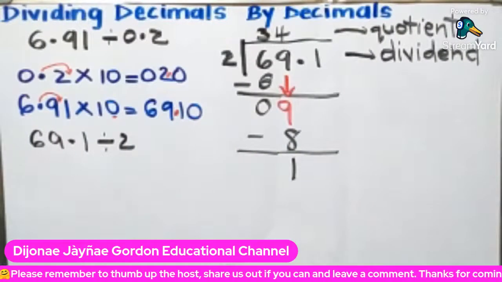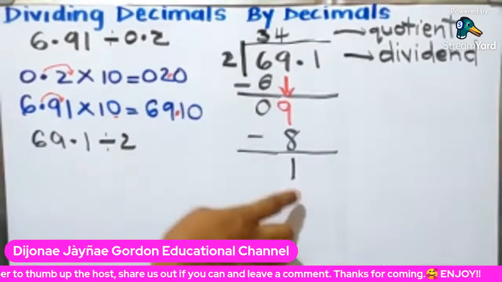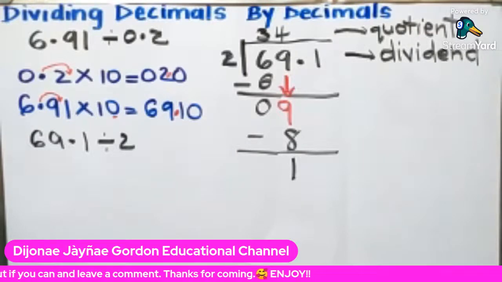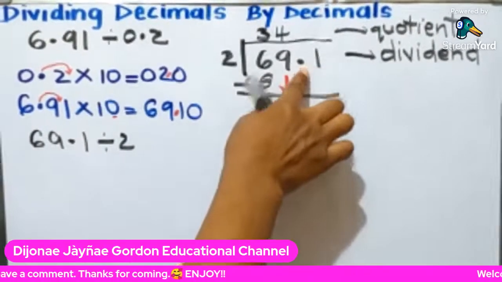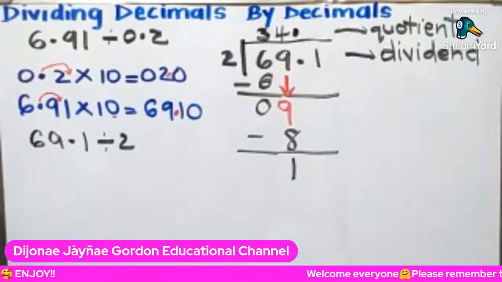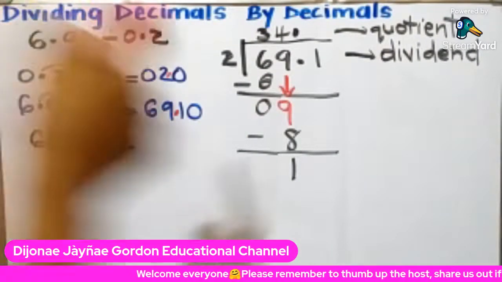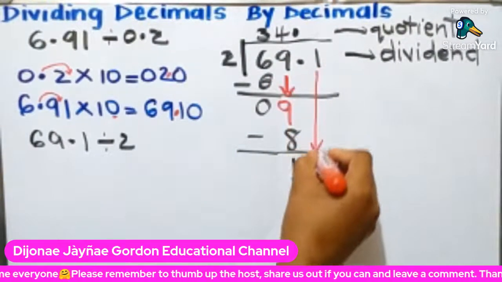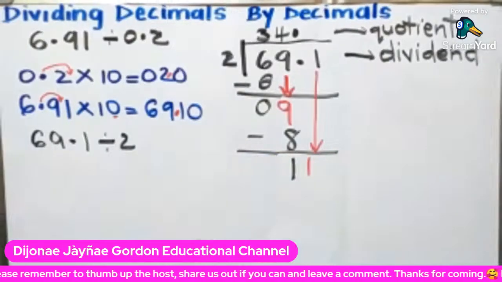What next? Look to see if you can get a group of 2 from 1. You can't. Look to see what is next. Of course, we have a decimal place that is in line, and I'm going to put it back right there. Look to see what is next. Of course, we have number 1 that is next, and I'm going to bring it down right beside this one. And now it is going to become 11.